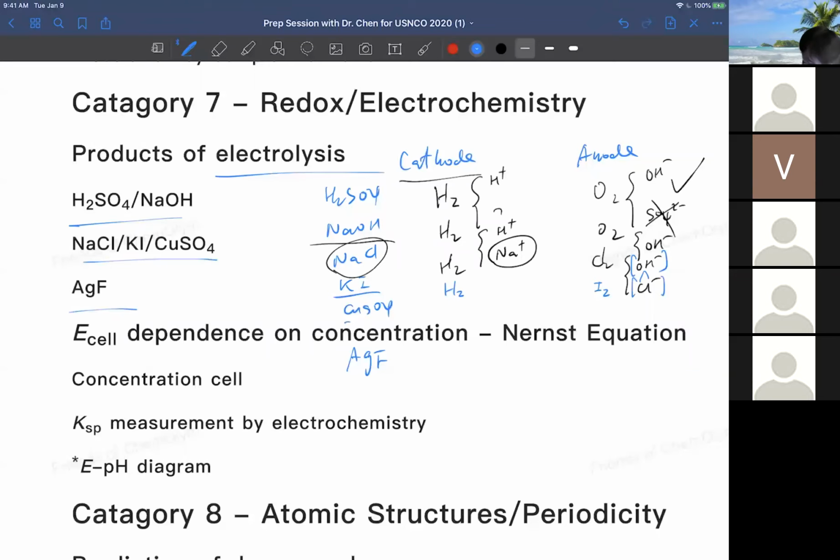How about this one, copper sulfate? Yes, the cathode reduction gives copper and the anode gives O2. Makes sense, right? How about the last one?